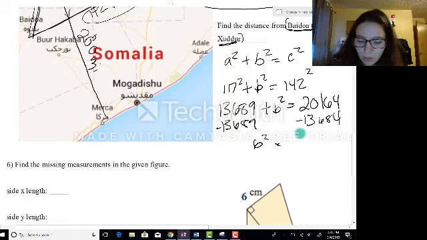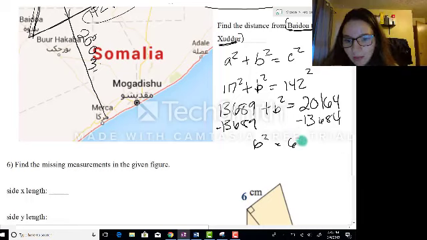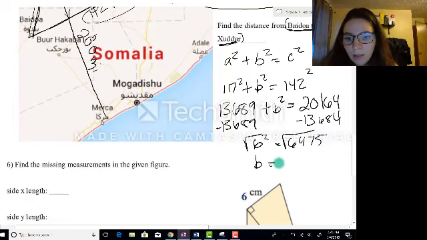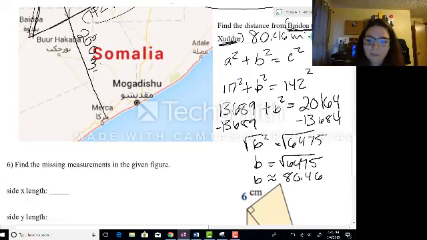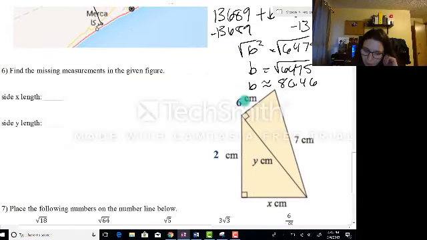All right, and then that gives me 6,475. I'm going to take the square root of that, both sides, and you get b equals the square root of 6,475, or you can write b as approximately 80.46. So that means the distance between this city and this city is about 80.46 miles. Okay?